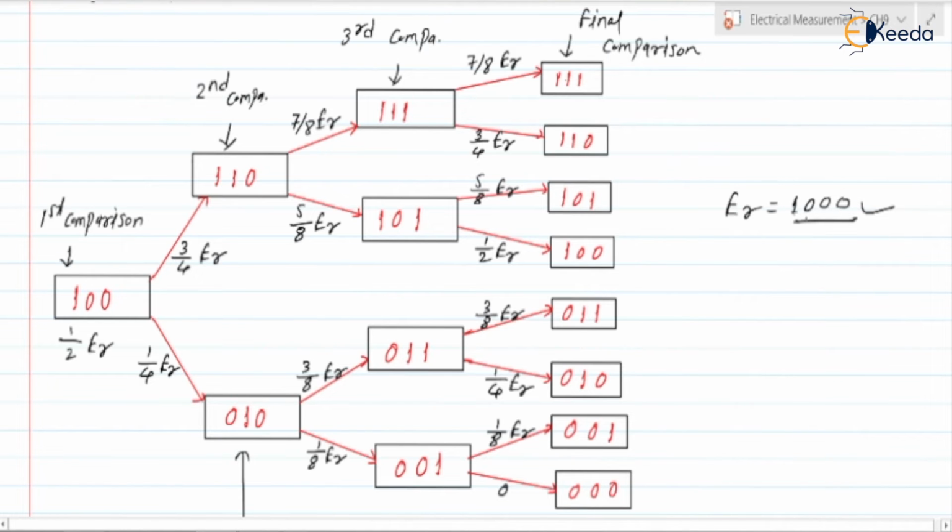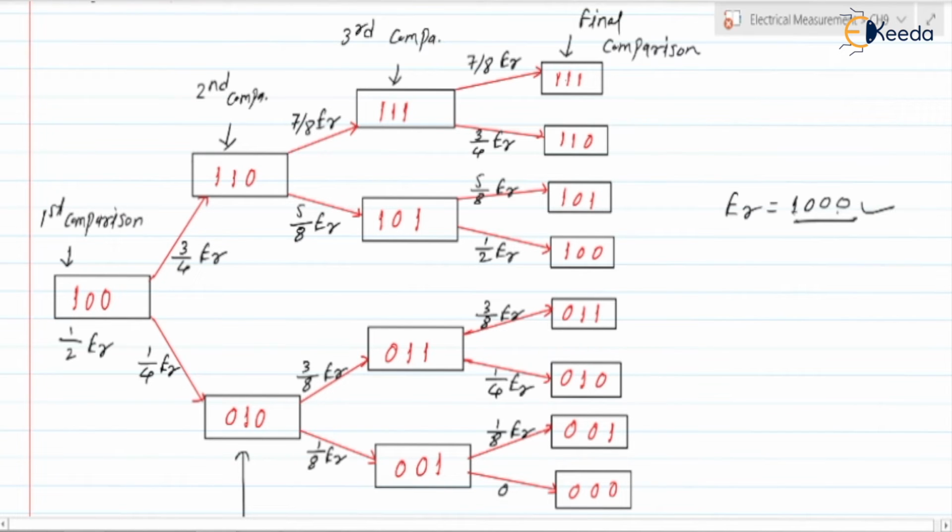Next, as I said, this is the 3-bit comparator, a 3-bit digital voltmeter we have shown here. 3-bit means the possible outputs are from 000 to 111. These are in binary form, and we can find the decimal equivalent also. So first, for the 3-bit voltmeter, the reference voltage is 1,000.